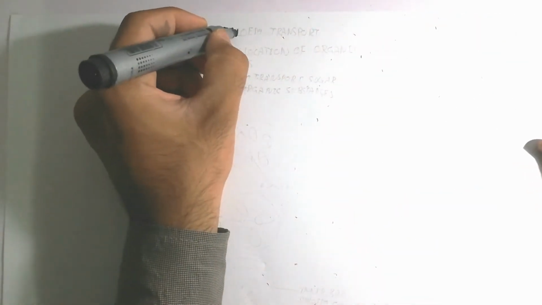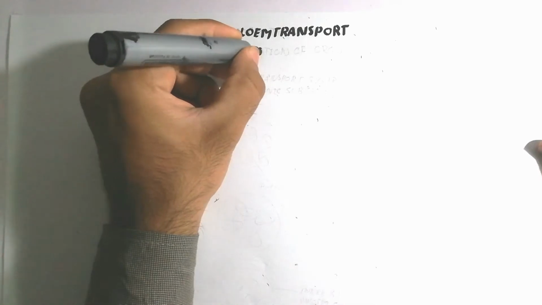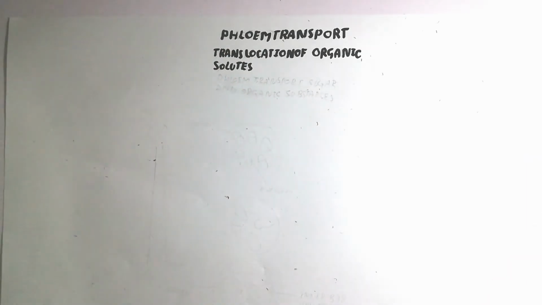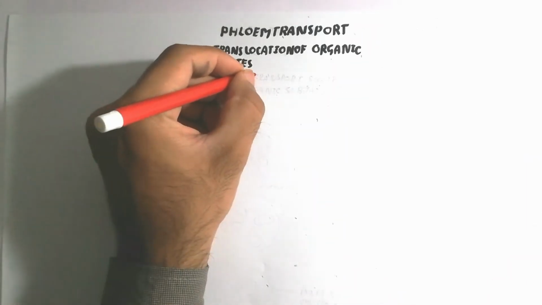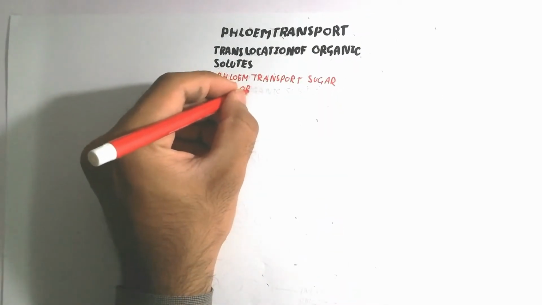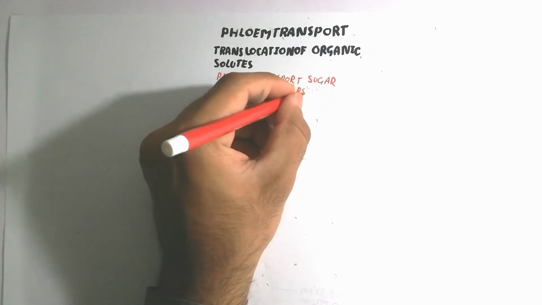So in this video we will talk about phloem transport and the translocation of organic solutes. Phloem transportation is bidirectional, upward and downward. There is translocation of basically glucose, amino acids, vitamins and minerals. That is the basic idea.